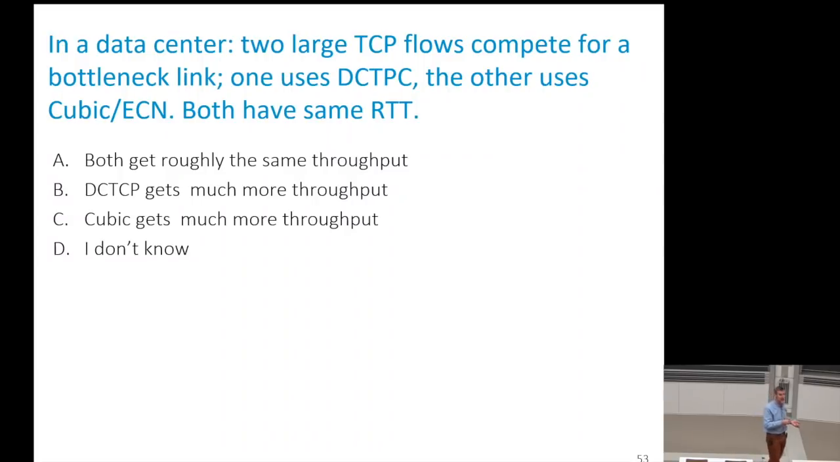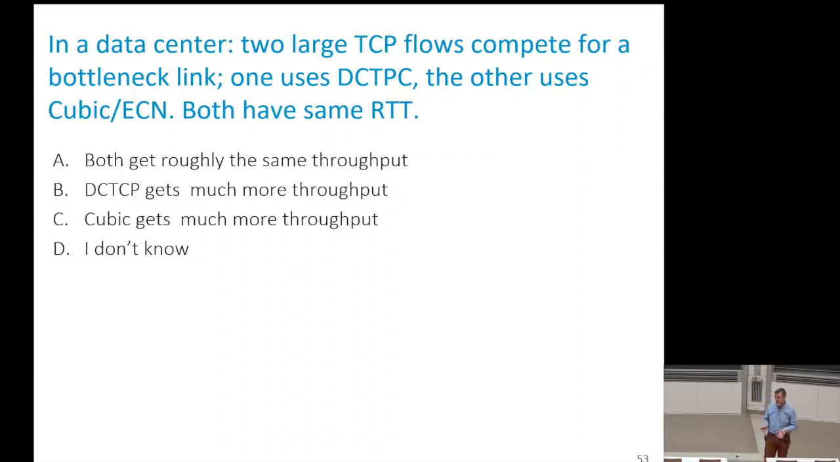TCP Cubic is not doing the same decrease, but is not doing the same increase either, and gets approximately the same as TCP Reno. So Cubic equals Reno in this environment. The round-trip time is minuscule. Therefore, very likely, what we're going to see is that DC TCP, data center TCP, will get much more throughput, in fact.